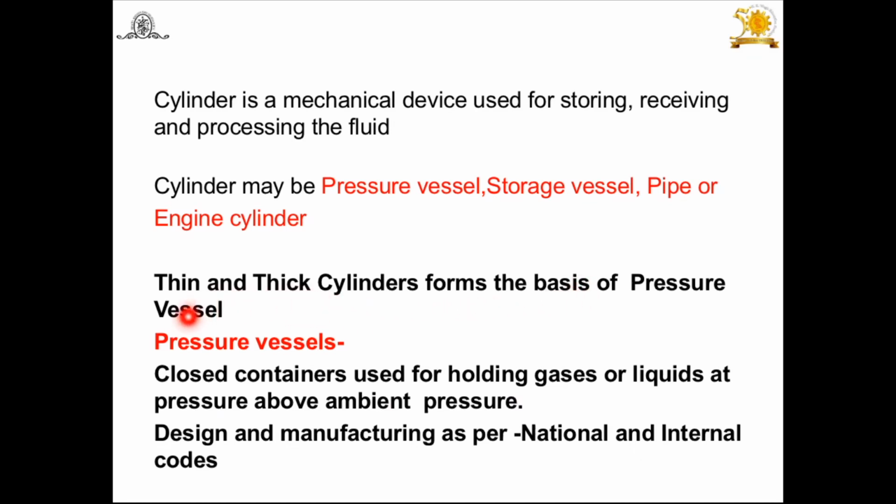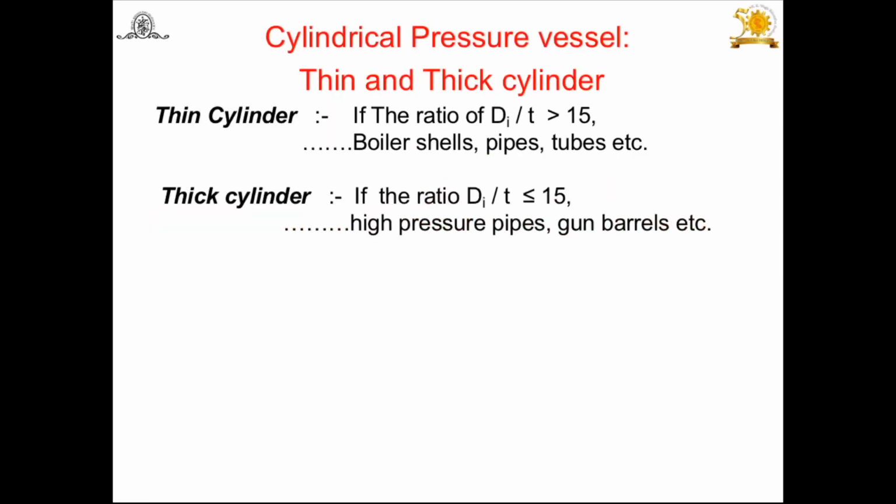And the design and manufacturing of the pressure vessel are regulated by some national and international bodies. That's why while designing and manufacturing it, we have to follow national and international codes. Cylinders or cylindrical pressure vessels are classified into two types: one is thin and the other is thick cylinder.